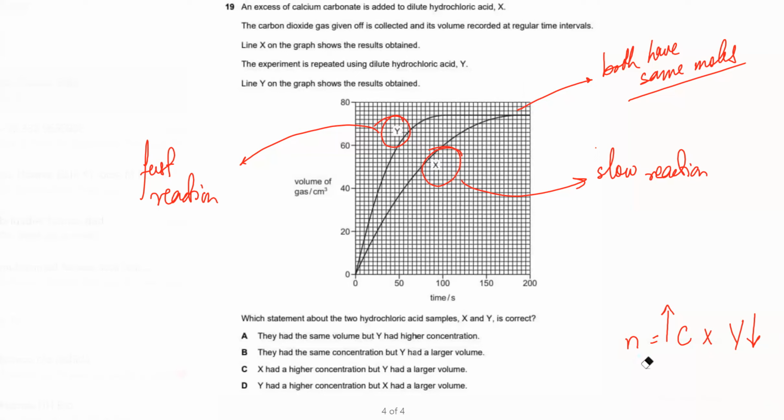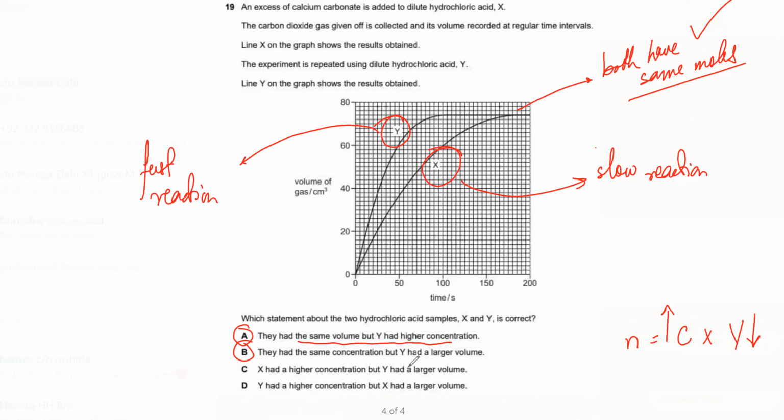So the concentration can be different, right? So actually the first option can't be true, that they had the same volume but different concentration, because then the moles would change. Yes, sir. Since the same gas is produced in the end, they must have the same moles, right? Option B also can't be true, that they had the same concentration but Y had a larger volume, because then its moles would also increase. So it can't be B, because you have to keep the moles the same.